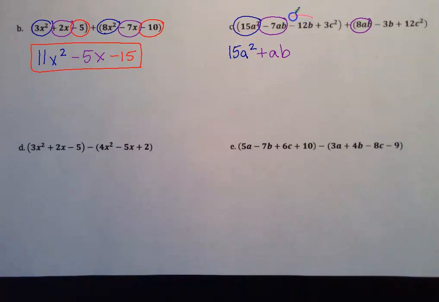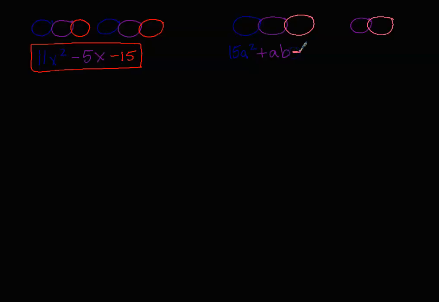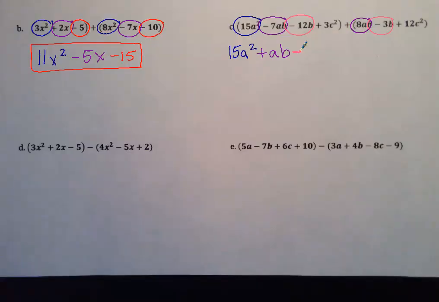Okay, then we have negative 12b. We look around for like terms. We have a negative 3b. Negative 12b plus negative 3b is negative, my marker quit. Oh, hey, check it out. We got a flash on the board. Okay, there we go. Negative 15b.